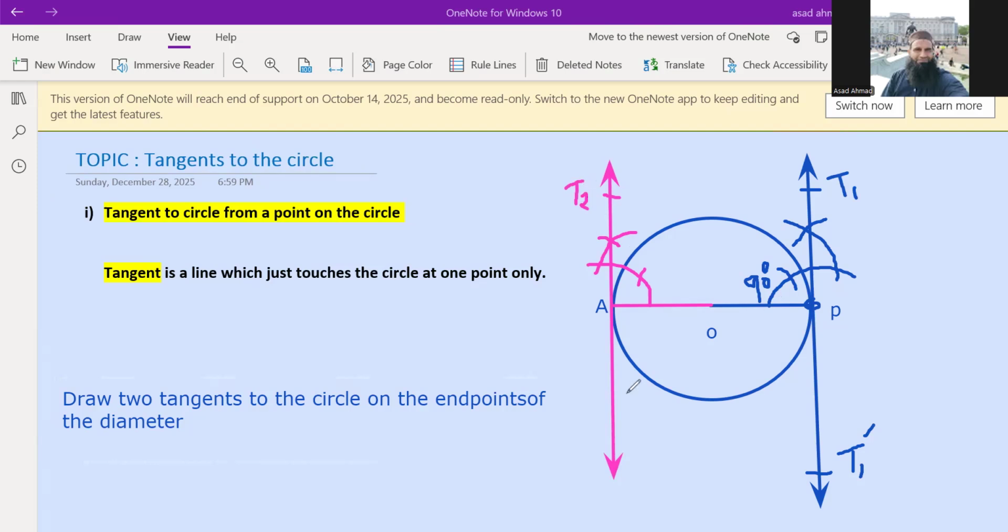So actually two topics have been covered in this simple example: you have to make one tangent at one point, or you have to make two tangents at the end points of the diameter. So both are covered in this illustration or in this diagram.